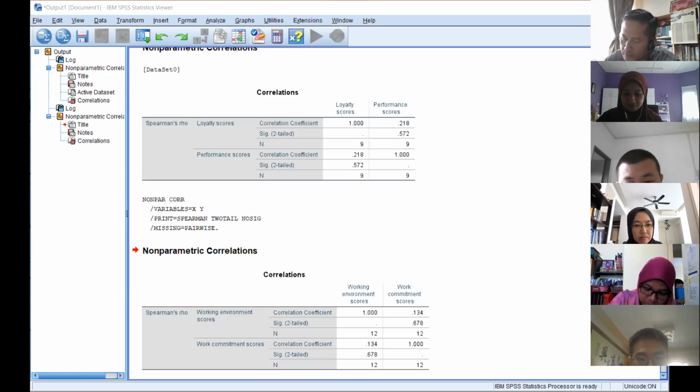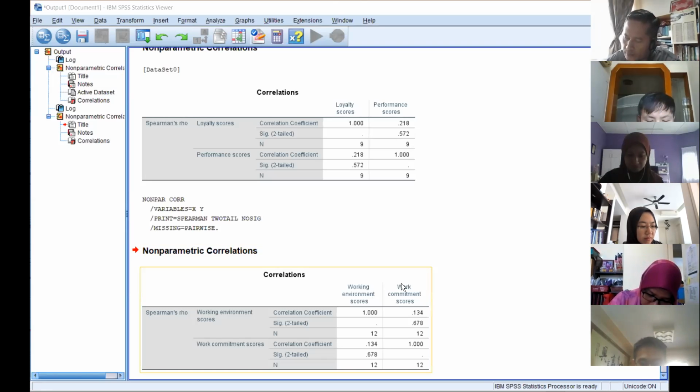0.218. That was example 1. This is example 2. 0.134. Okay. If you write just 0.134, that is a partial answer. A complete answer, when the question asks what will be the value for the test statistic, will be RS equal 0.134.